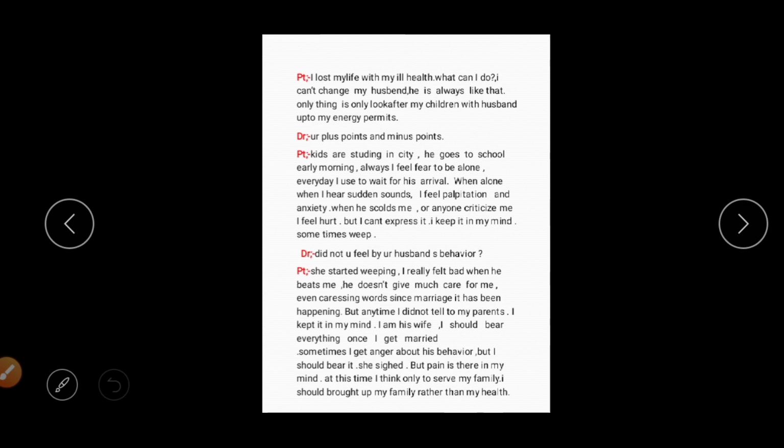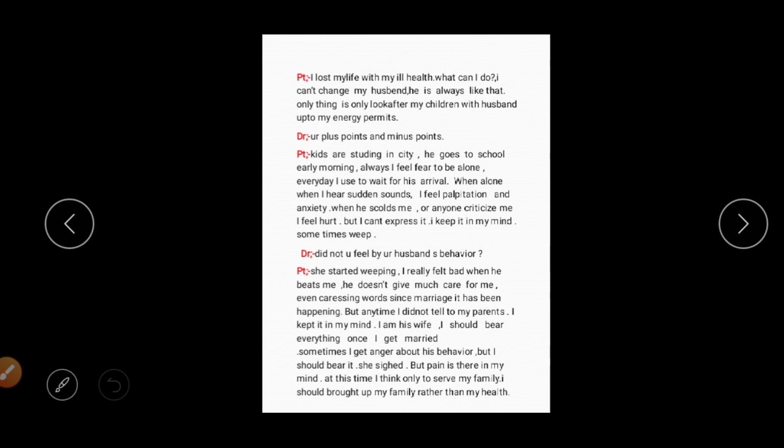This is the routine process. He is abusing me, but anytime I did not tell my parents. I kept everything in my mind only. I'm his wife, I should bear everything once I get married. So this is her commitment in the marital life. This is her commitment.